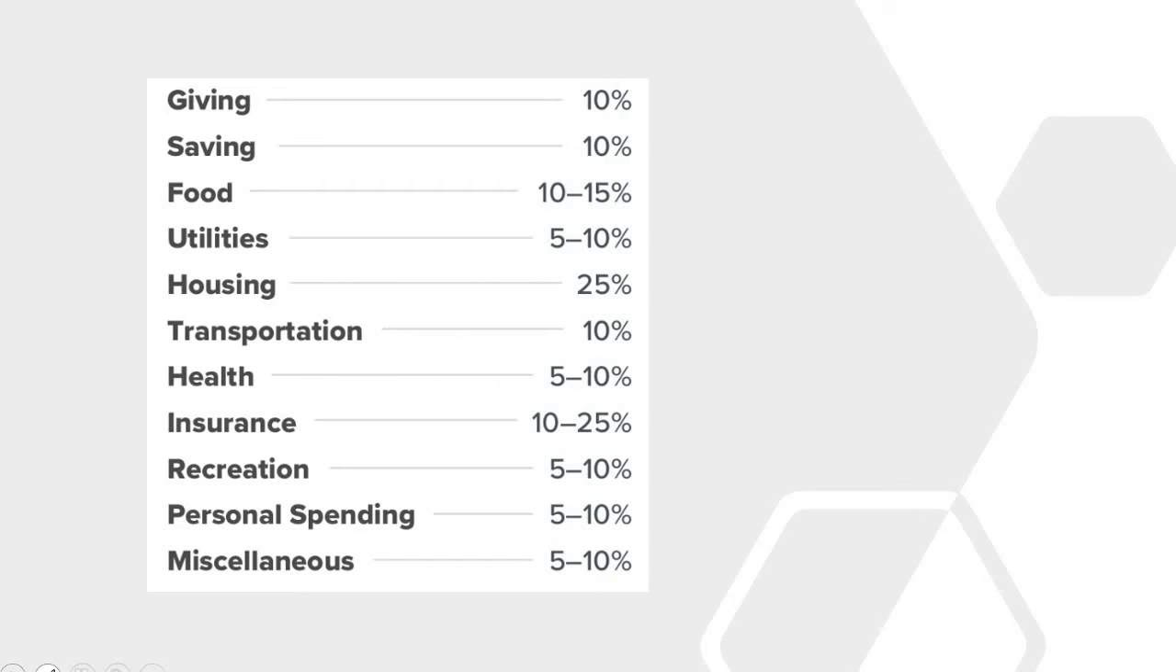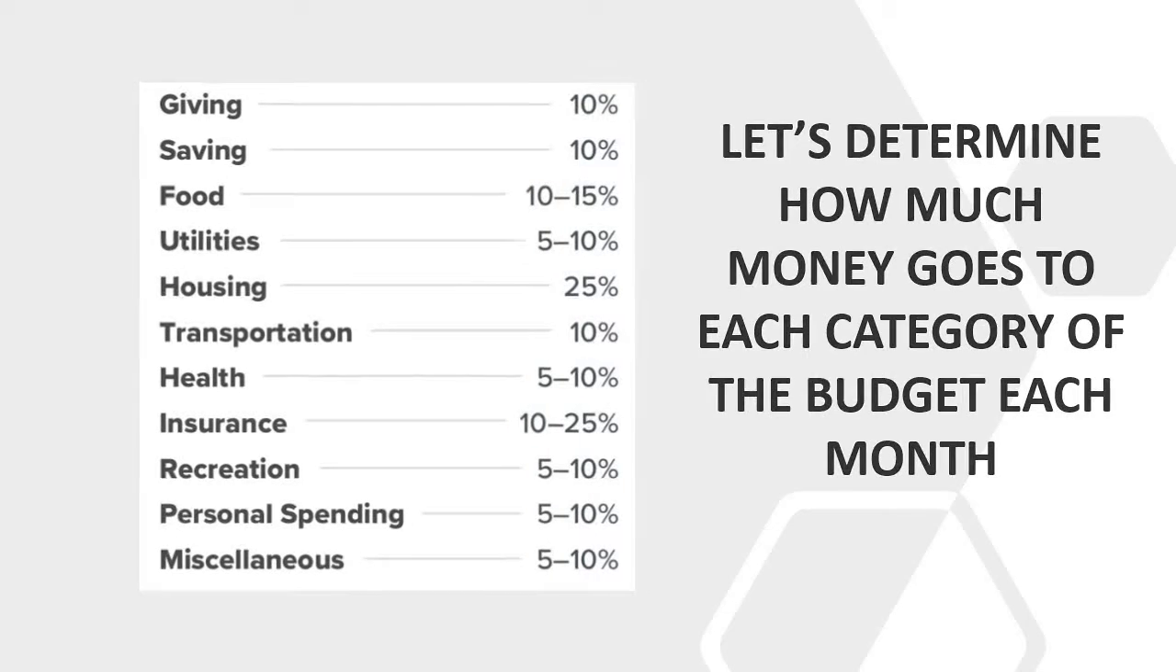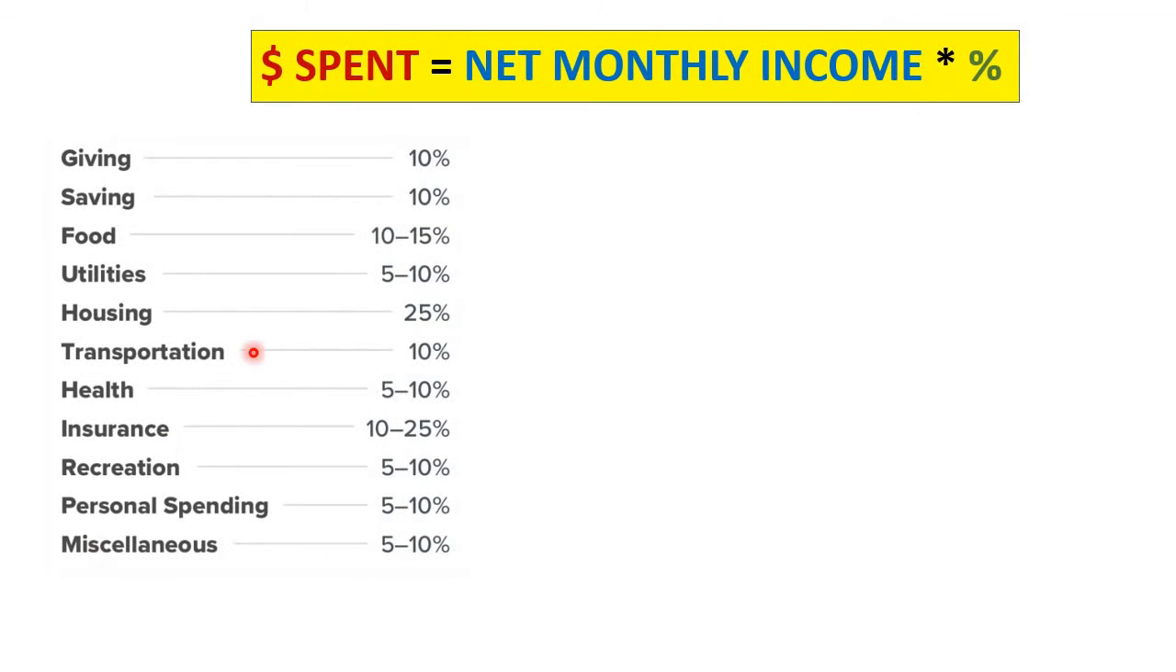Okay, here's our budget percentage list. So now let's do this. We're going to determine how much money goes into each category every month if we're utilizing this list. So let's talk about how we do that. First off, here's what we're going to use for the formula on every one of these. How much is spent in each one of the categories is the net monthly income times whatever that percentage is.